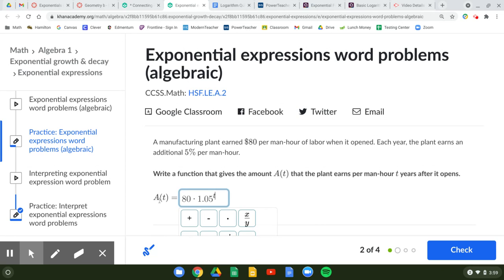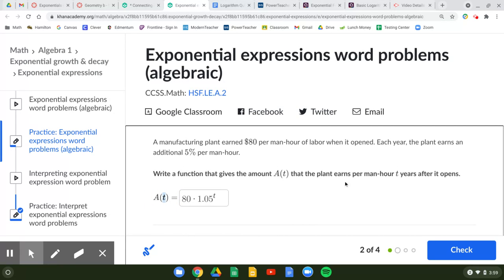So watch out that if they give you this little letter in here, after t years, they want you to specifically use that letter. If I would have put an x, Khan would count it wrong. I won't count it wrong on your test, but Khan would. Anyways, remember how you move your decimal over. So 105% is how you would write 1.05. You move your decimal over two, and that's how you write 105%.